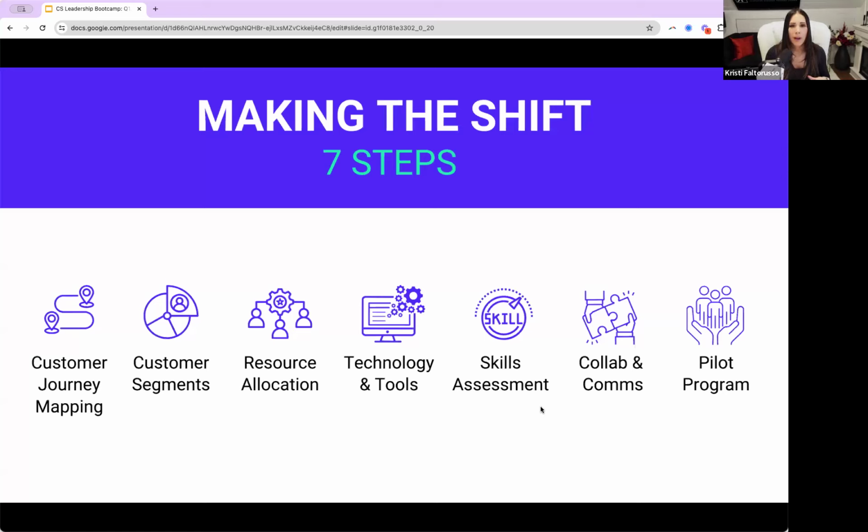So breaking this out into 7 steps is how I approached it. What I wanted to do is just introduce these 7 steps, and then I'm going to walk you through each one of them and how I went as far as making the shift and starting to drive the change in our own organization, and how you can consider doing this on your own.